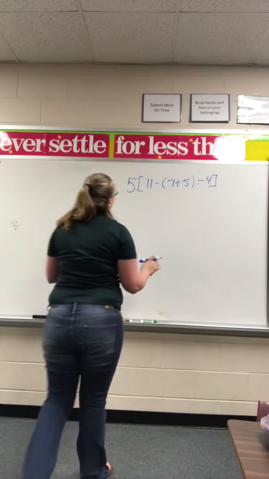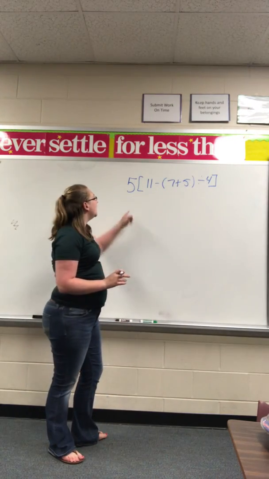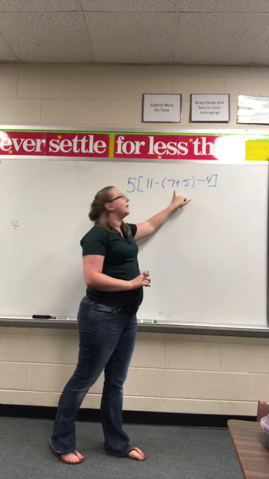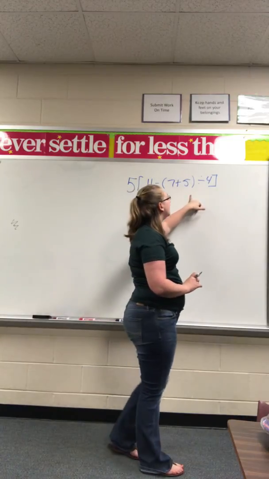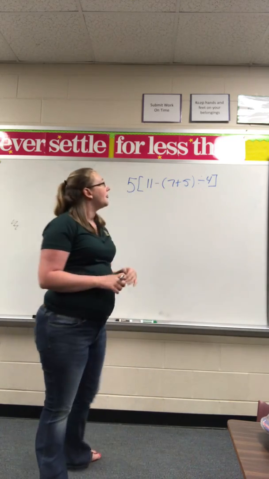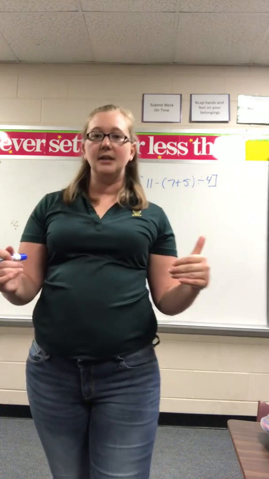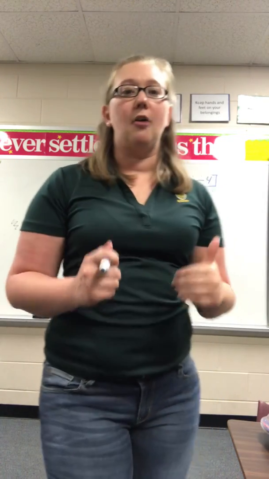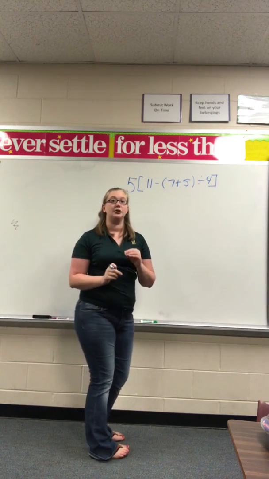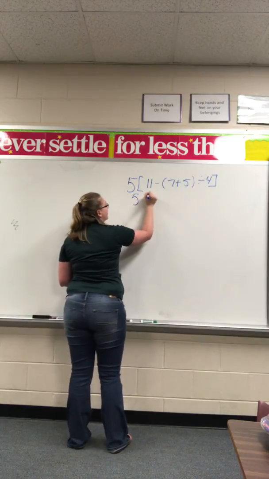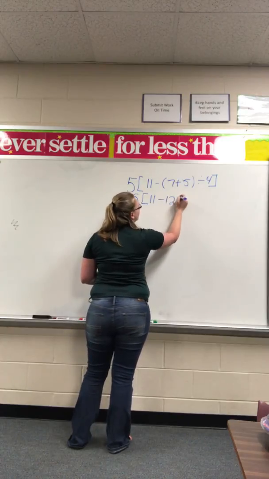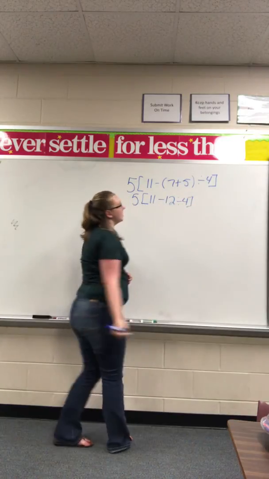The first thing that we have to do when we see this problem is solve what's in the brackets: 11 minus the quantity, or parentheses, 7 plus 5, close that parentheses, and take that divided by 4. We cannot simplify all of the bracket because there are parentheses within, so we're going to solve within those parentheses first. 7 plus 5 is 12. So we're going to write down and show our work: 5 times the quantity with brackets, 11 minus 12, divided by 4, and close our brackets.